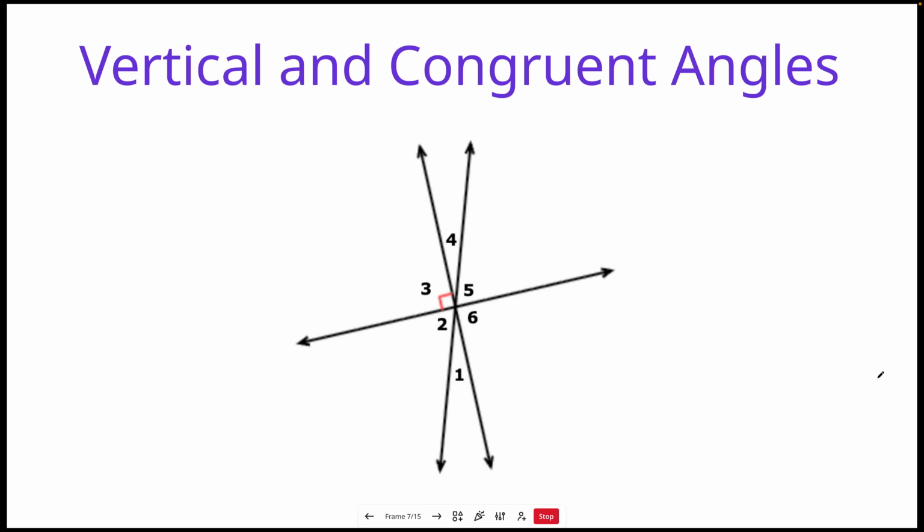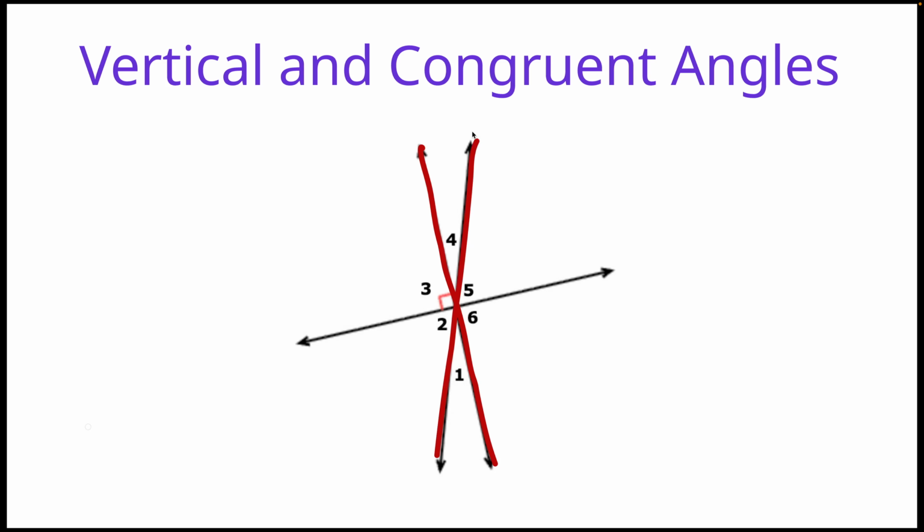Okay, vertical and congruent angles. So vertical angles, you use a different color here. You need to see the X drawing that they have here. Okay, so there's a lot of lines, and there's actually a few X's. So let's look at this X first. So here's an X. And you're looking at opposite corners of the X.